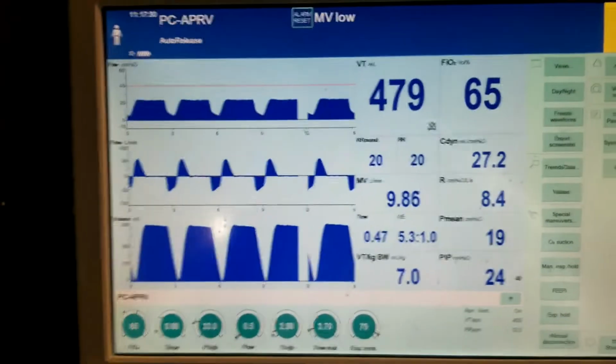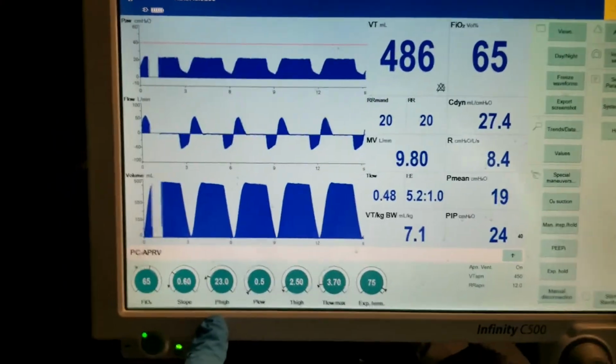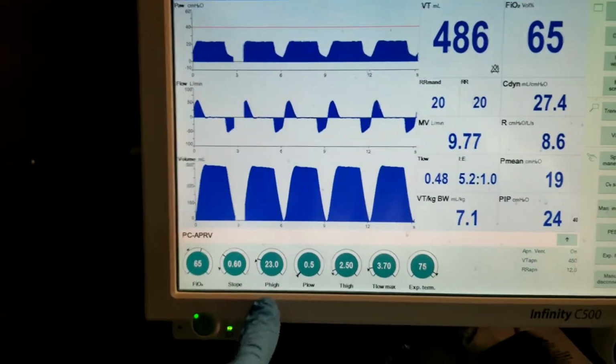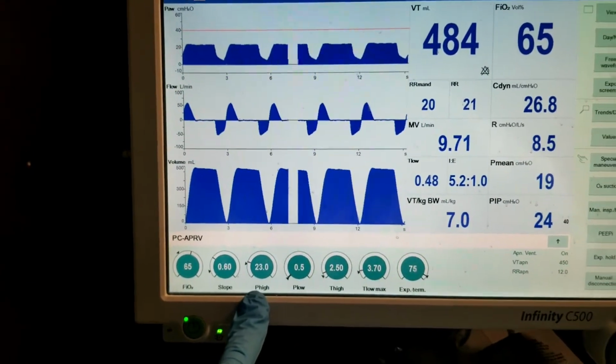Okay, so we have a patient on APRV, 65% FiO2. Previously, we had it at 25, and I just dropped the P high down to 23.